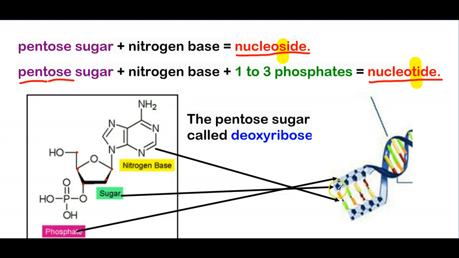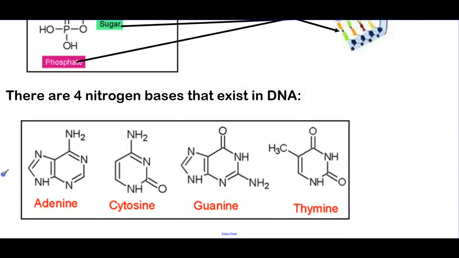So your phosphates and sugars are on the sides of your ladder. Your nitrogenous bases come together that make up your rungs. Now let's review what those nitrogenous bases are. There are 4 nitrogen bases that exist in DNA. Do you need to remember or memorize what their chemical makeup is? No, you do not. You do not have to be able to draw these for me.